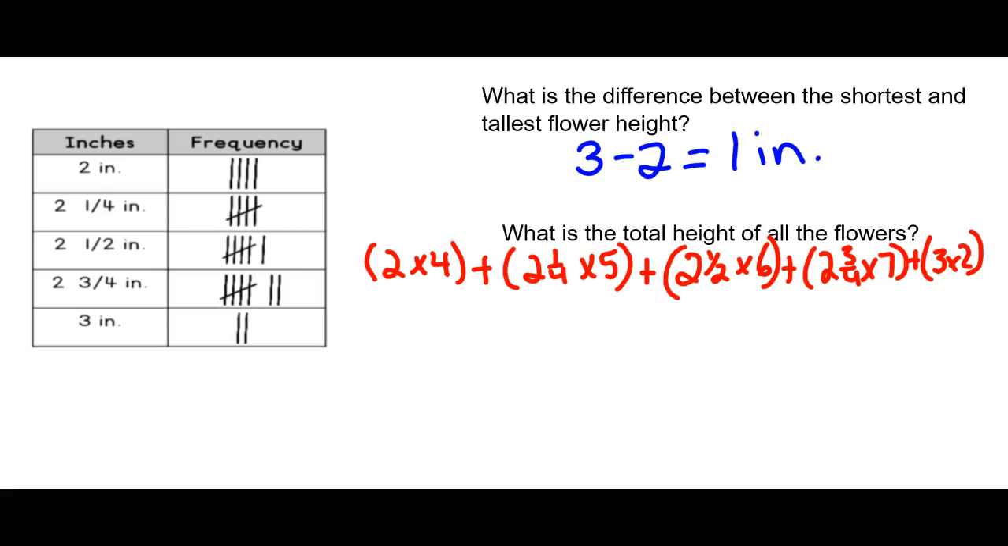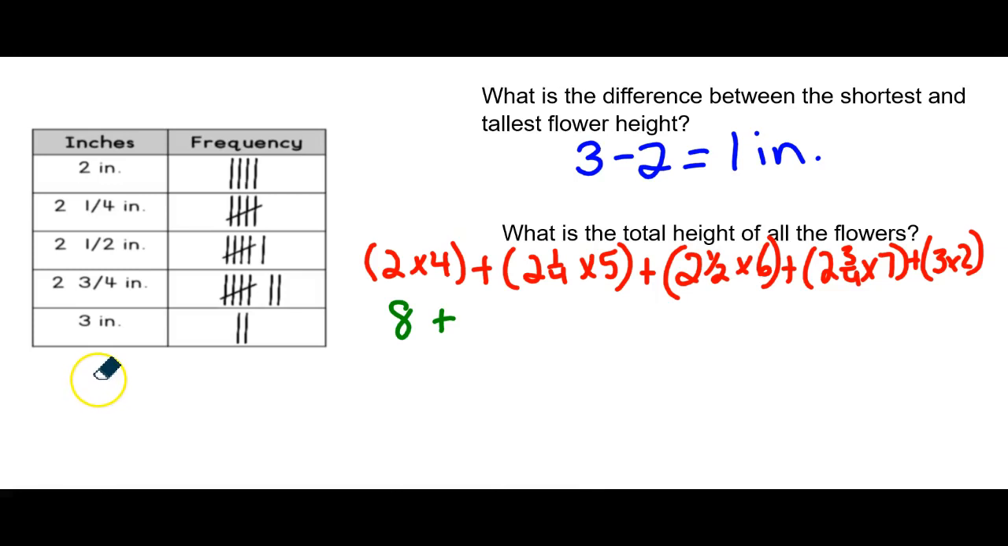Okay, guys, here we go. Hopefully you organized your work so that you can follow along. I'm just going to go ahead and solve over here to the left, and I'll write each answer down as I get it. Okay, so the first one's pretty easy. 2 times 4 is 8. Okay, so 8 plus. Now we're going to do 2 1/4 times 5.